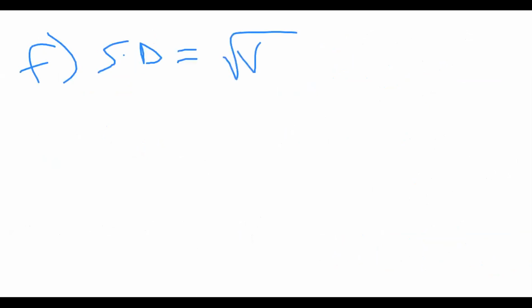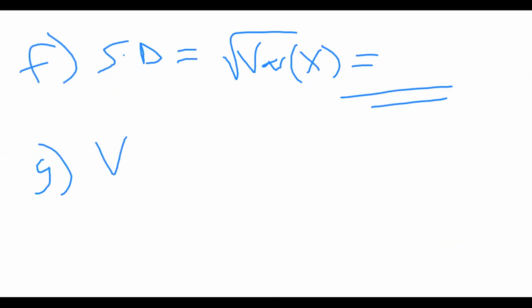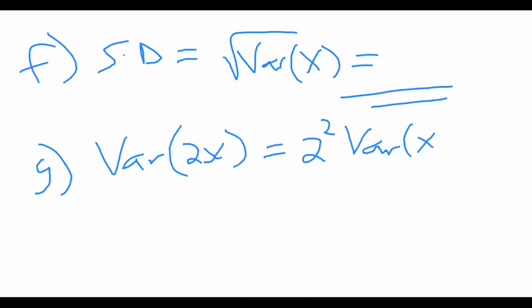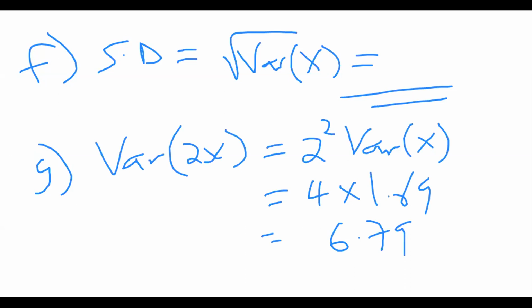Then part F, the standard deviation, you can compute that from the variance of x. Part G, variance of 2x, the same as 2 squared, the same as 4 times 1.69, which is 6.76. Yes.